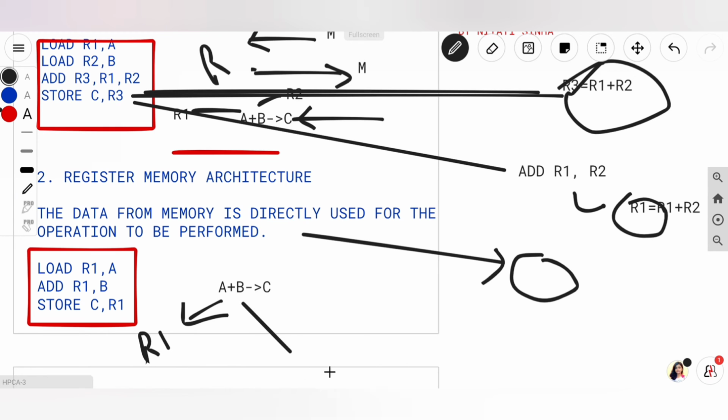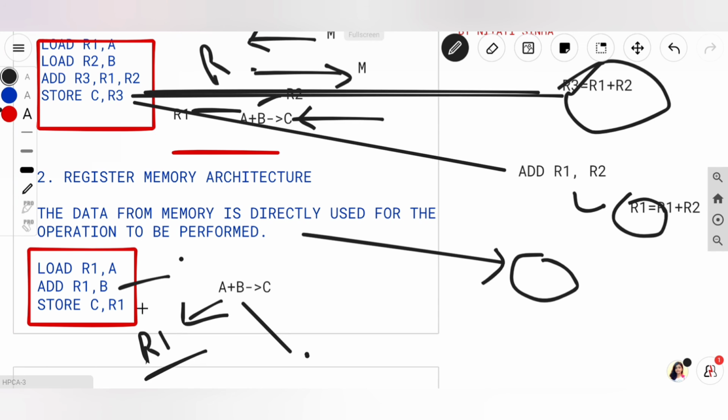For storing I obviously need a register, because we can store into memory from a register only. That's why I need at least one register. For B I'll be using the memory location directly. So I'll write add R1, B. This means the content at the memory location of B and the data in register R1 will be added, and then the result will be kept in the register R1.